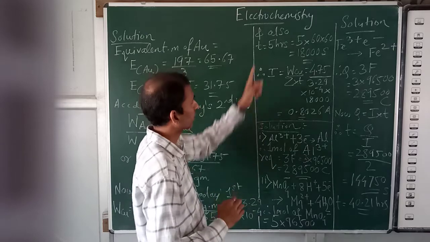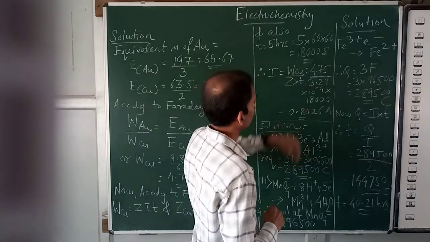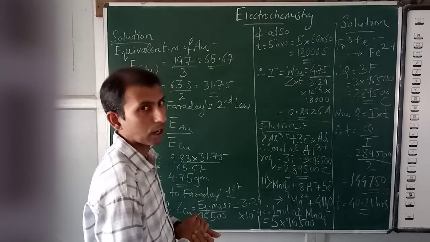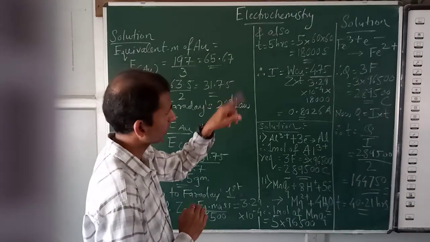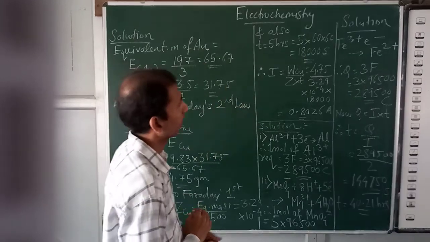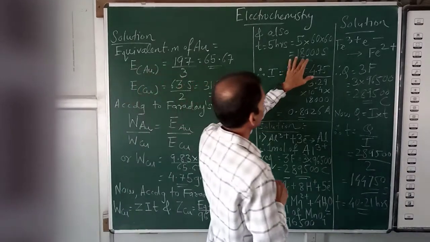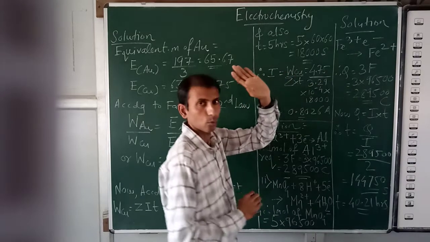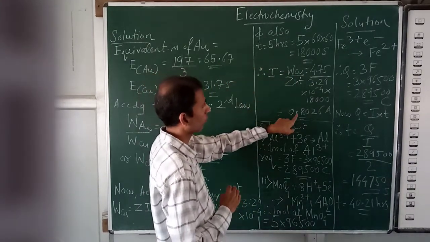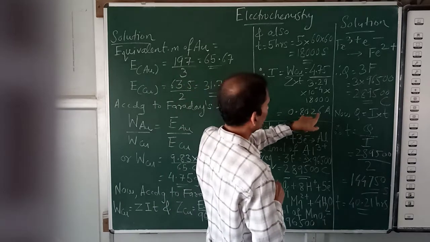So time, which is given in hours, you convert into seconds. Hours to minutes multiply by 60, minutes to seconds again multiply by 60, 18. This is 18000 seconds, and then you substitute and get the answer for I, which is 0.8026 amperes.